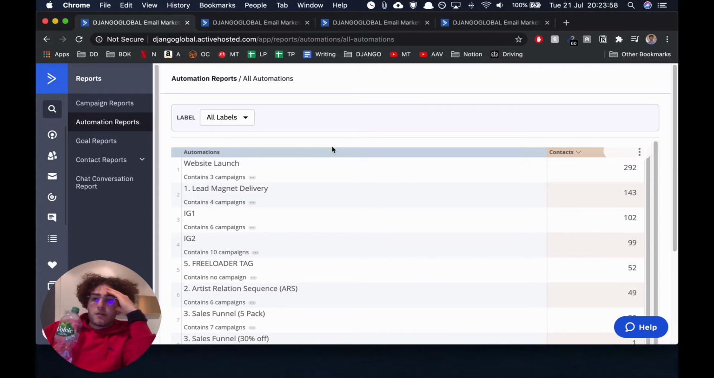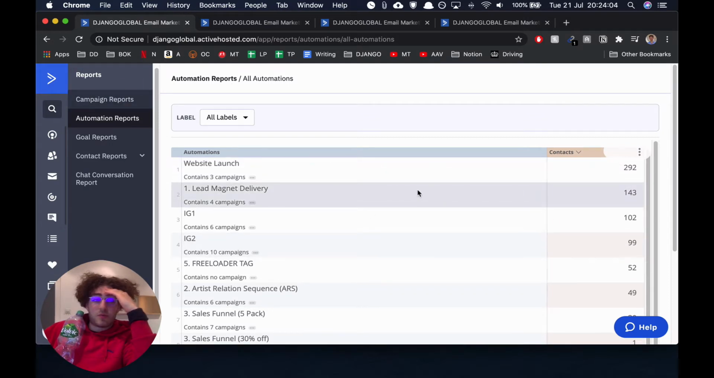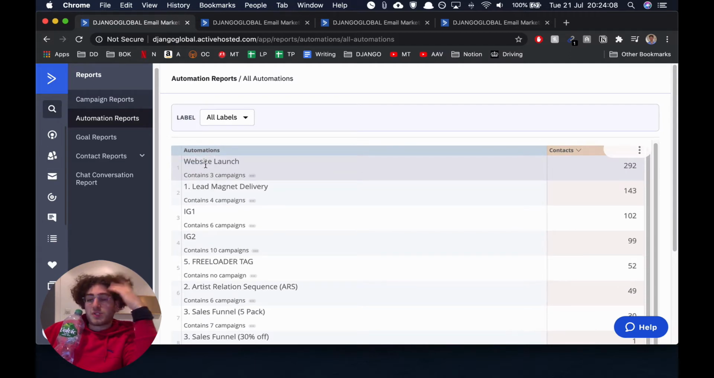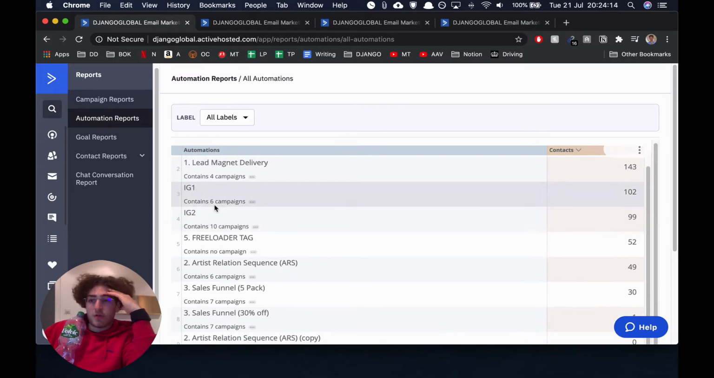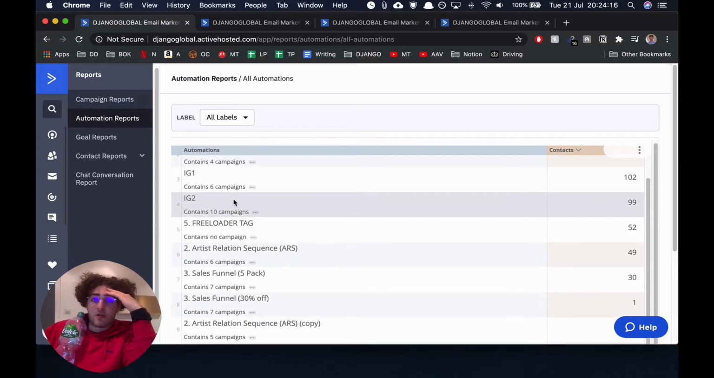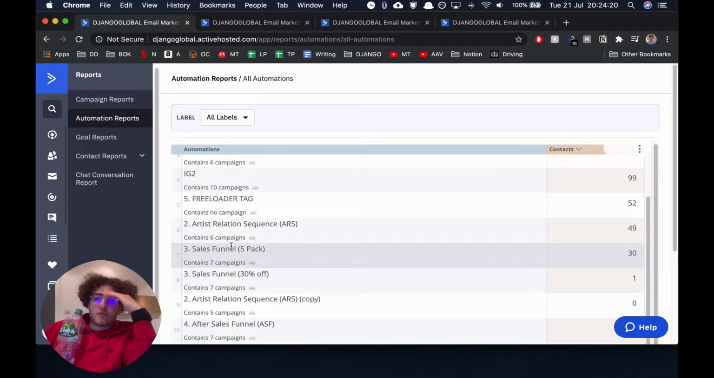This is the section on the website where you run through their reports on your automations. We've got the website launch, which was the first one we sent to our old contacts in our old database. Then we've got the lead magnet one, IG1, IG2. We can ignore those for now because they're just cold. Then we've got the ARS and the sales funnel.